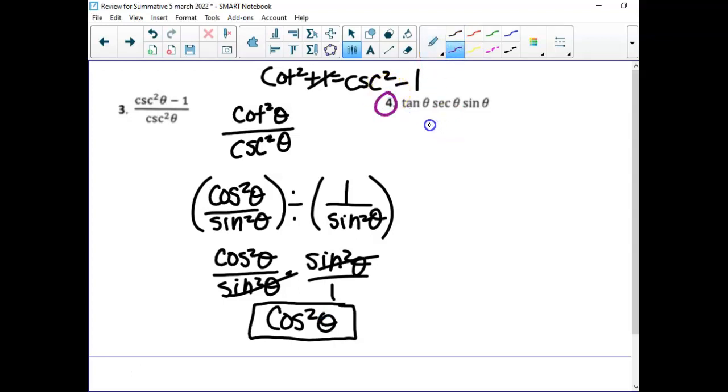So for number 4, tangent would be sine over cosine. Secant would be 1 over cosine times sine. Oh, lovely. Nothing cancels, right? What do we end up with?